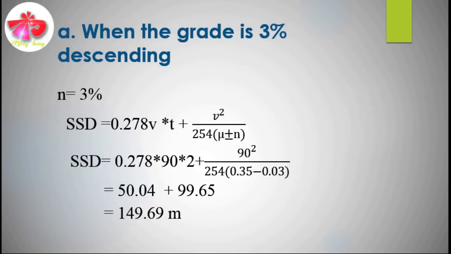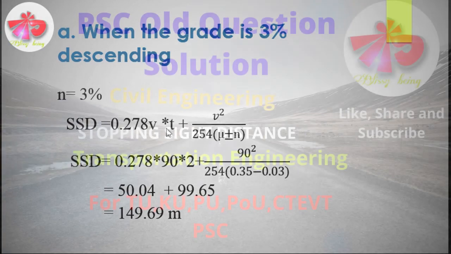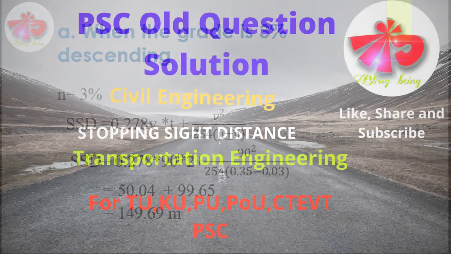So our first case is to determine the stopping sight distance when the grade is 3% descending. So we have n = 3%, that is a descending gradient, and we have the formula of stopping sight distance, 0.278 V t + V² / (254 (μ ± n)). So we can easily substitute the design velocity V = 90 kmph here, and the reaction time of the driver as 2 seconds.